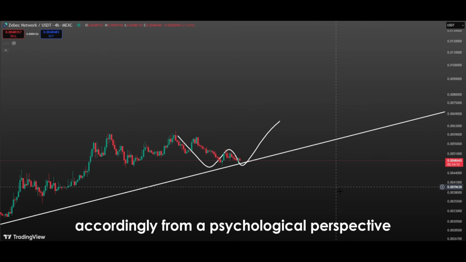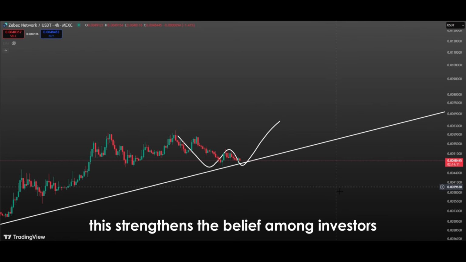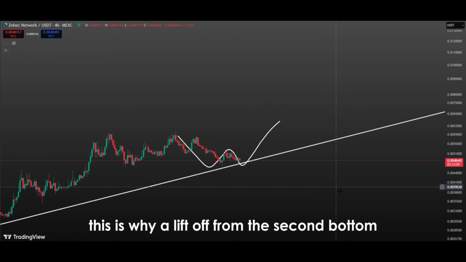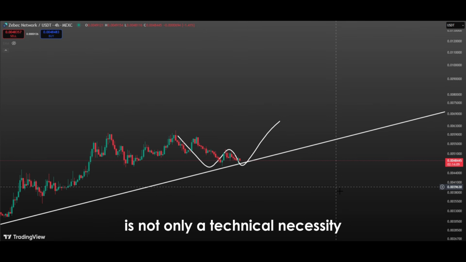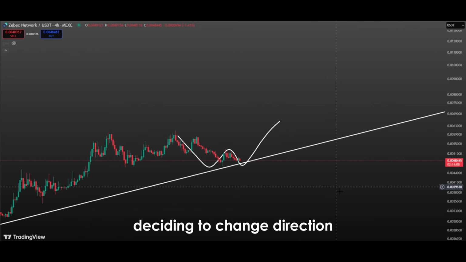From a psychological perspective, the second bottom of the W pattern creates a double bottom perception. This strengthens the belief among investors that the price will not go below this level. Once such belief takes hold, buying pressure increases and the price rises more easily. This is why a liftoff from the second bottom is not only a technical necessity, but also an indication that the market is collectively deciding to change direction.